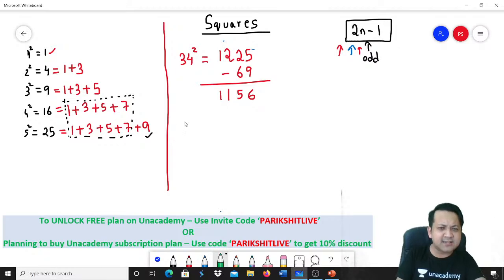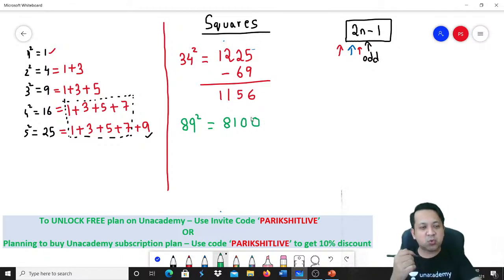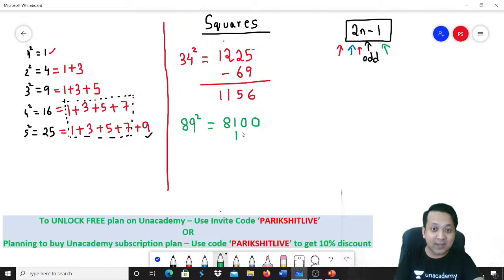Let's say I ask you 89 square. You'll immediately say, sir, I know 90 square. How much is 90 square? 9 square is 81, so 90 square will be 8100. But 90 square will have one extra term. That extra term is the 90th odd number. What is the 90th odd number? Put 2 into 90 minus 1, 179. So 8100 minus 179 is 7921.